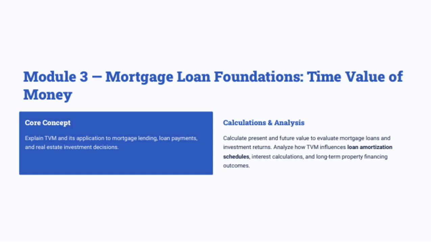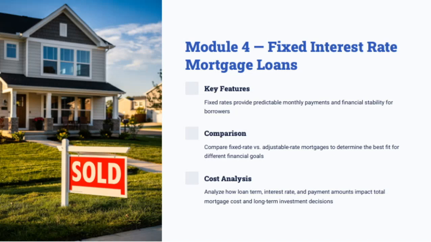So, as we move forward, keep in mind that mastering these calculations enables us to optimize financing strategies and improve long-term financial outcomes. Now, let's analyze how different factors like the loan term, interest rate, and payment amounts can really impact the overall cost of a mortgage, as well as your long-term investment decisions. These elements are crucial because they influence not just what you pay each month, but also the total amount you'll pay over the life of the loan.